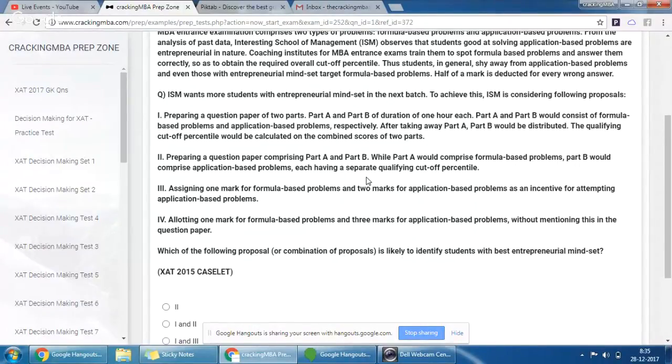I'm good with just option two. Anybody thinks it should be one and two? Everybody's good with just two.